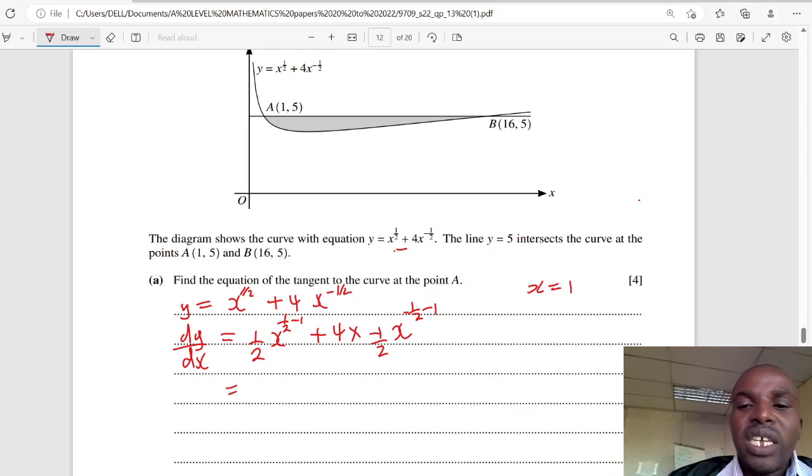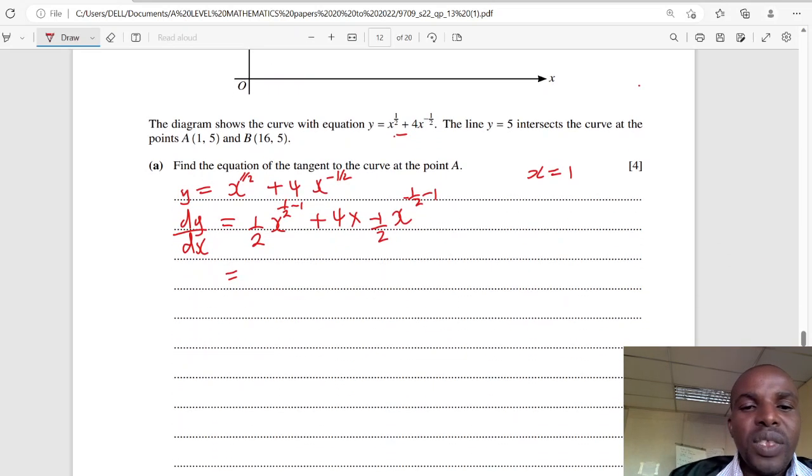That's your dy/dx. Then after that, this one will be half x to the power minus half, then this one will be minus 2x to the power minus 3 over 2. So this one is your dy/dx, right?